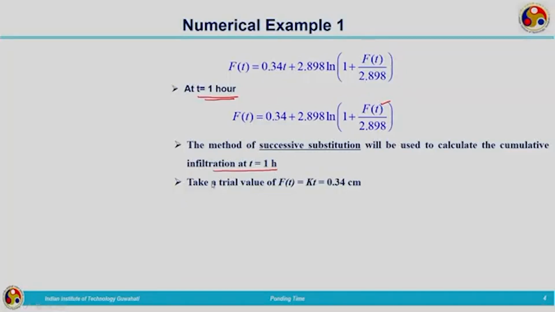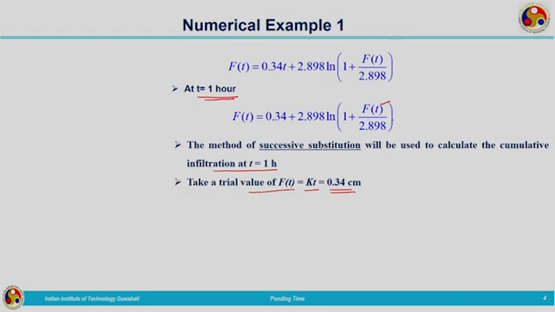So, in what way will we assume the first value? The assumption is made in such a way that the trial value of F of t is taken as kt, where k is 0.34 and t is 1 hour. So, it can be calculated to be 0.34 centimeters. So, the first assumption corresponding to capital F of t, the cumulative or potential infiltration value, is 0.34 centimeters.